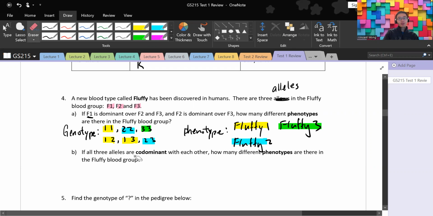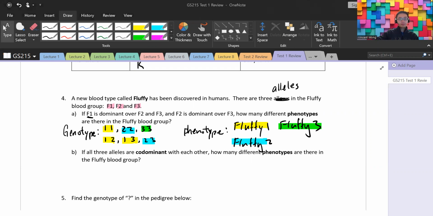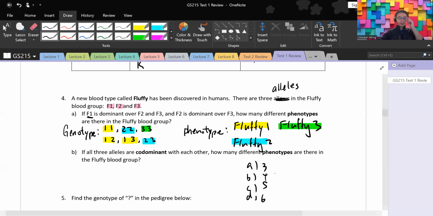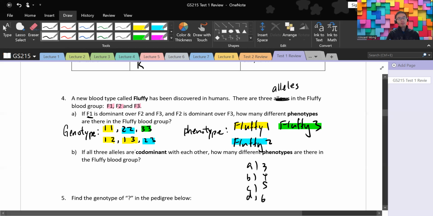Okay, if all three alleles are co-dominant with each other, how many phenotypes are there going to be? Let's do a poll on this one. Let's see if you guys actually understand. How many different phenotypes will there be? Let's go A, B, C, D, and we'll say 3, 4, 5, 6. Co-dominant means both are expressed, right? Like IA, IB gives you type AB blood.